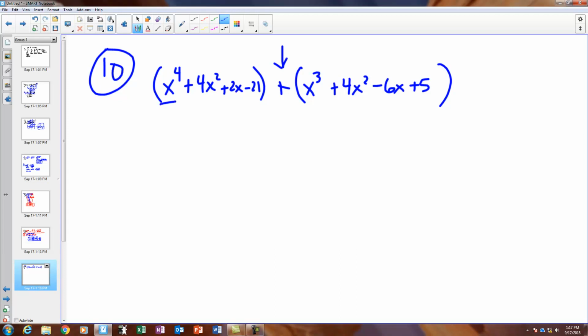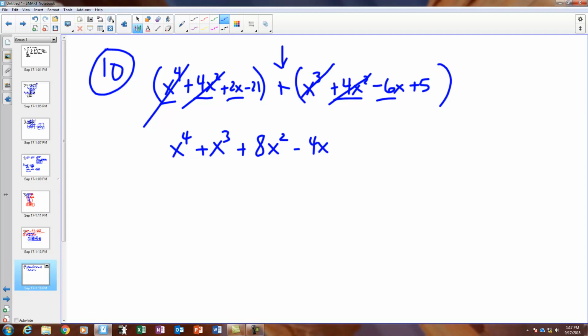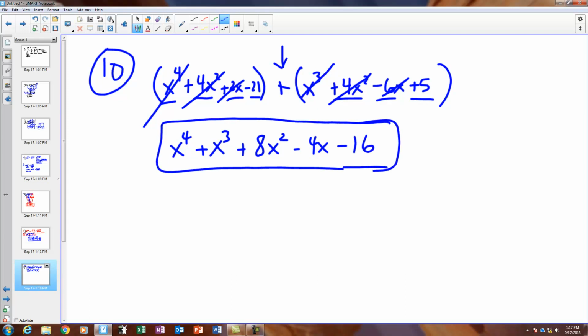So I start with the biggest thing, which would be our x to the 4th. It didn't have a like term, so I'm just going to write it down. The next term would be the x cubed, so plus x cubed. Now is when I start to have like terms. The 4x squared plus 4x squared becomes 8x squared. Because we're adding, we don't change exponents. We get a 2x and a negative 6x, that's negative 4x. And then a negative 21 and a plus 5, that's negative 16. And again, we're done. Some of these questions should feel really almost too easy. So just be careful to make sure you don't make a silly mistake.